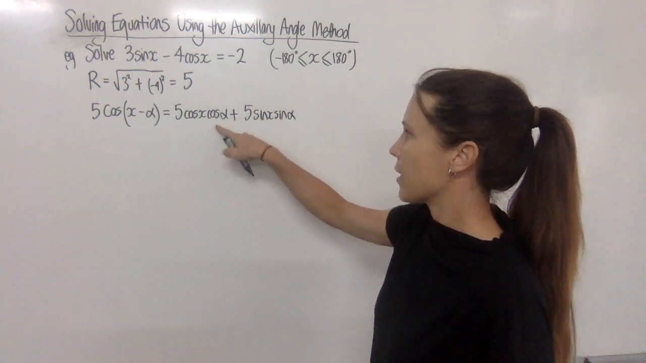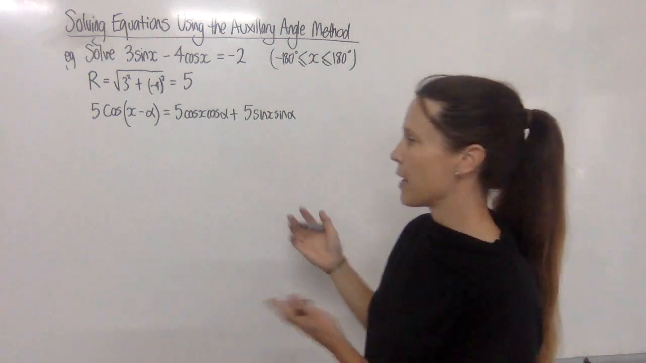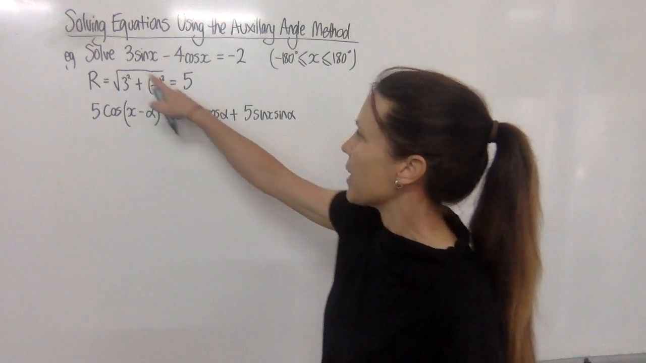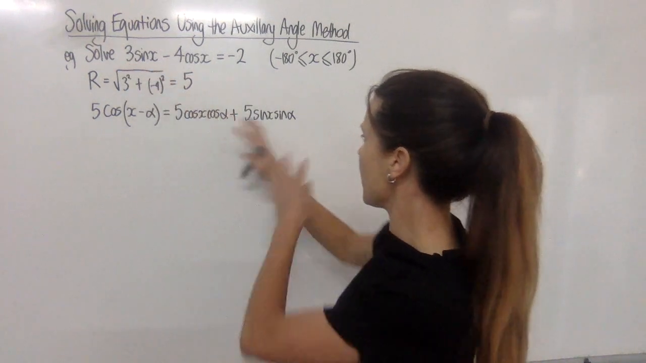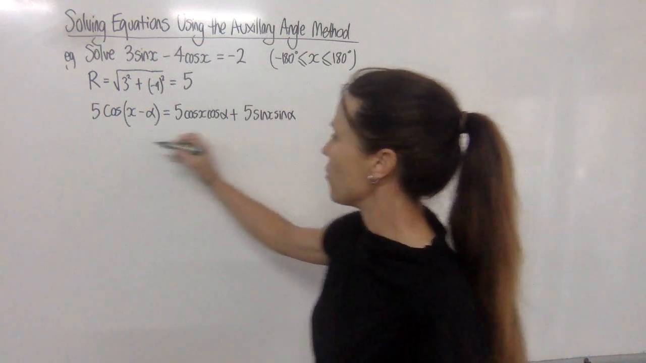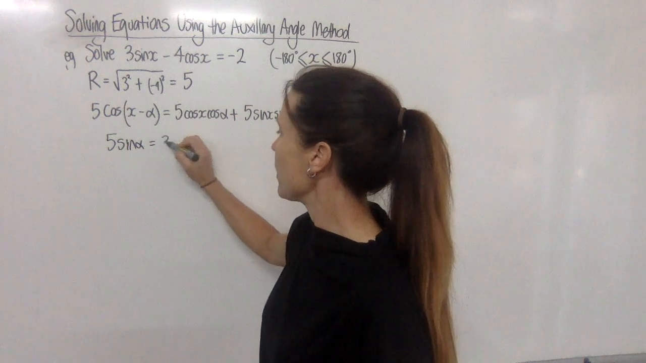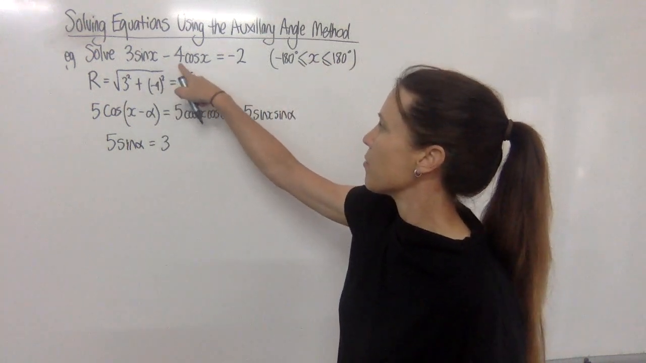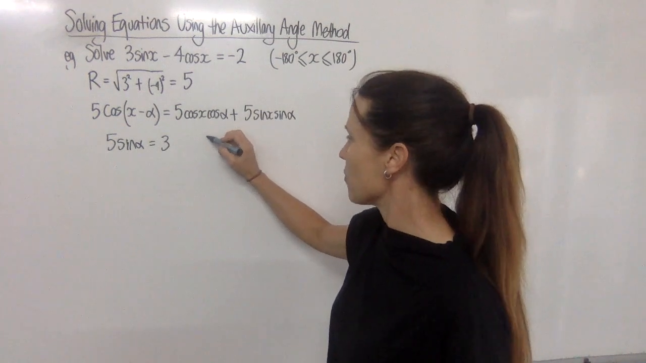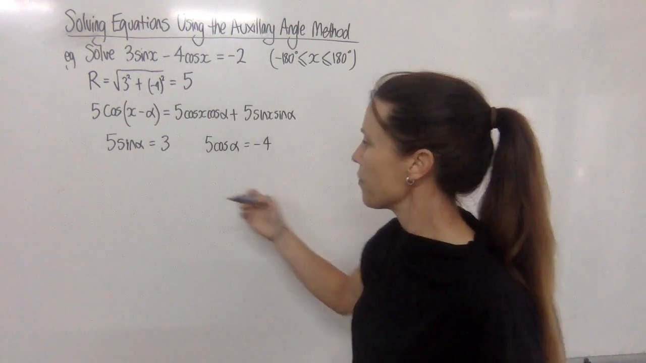Now we need to equate the coefficients of sine x and cos x just like we did before. So the answers will be the same, and you'll see that this working is the same as what we had. We say here there's 3 sine x's. How many sine x's have I got here? Well, here's sine x. I've got 5 sine alpha of them. So 5 lots of sine alpha must equal 3. And here I've got -4 cos x's, and here I've got 5 cos alpha of them. So 5 cos alpha must equal -4.